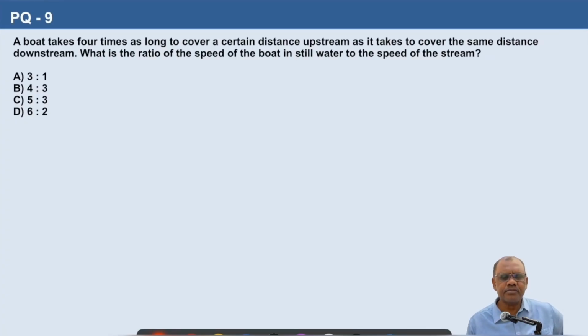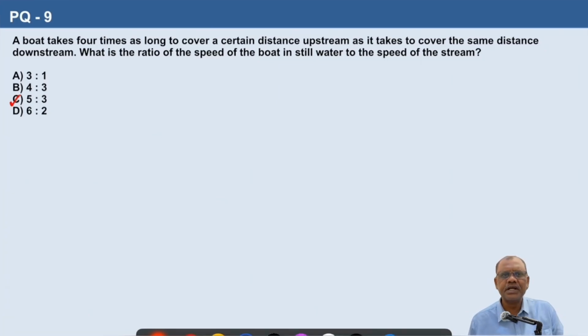Question number 9. A boat takes 4 times as long to cover a certain distance upstream as it takes to cover the same distance downstream. What is the ratio of the speed of the boat in still water to the speed of the stream? So in this question, only the timings are given here.